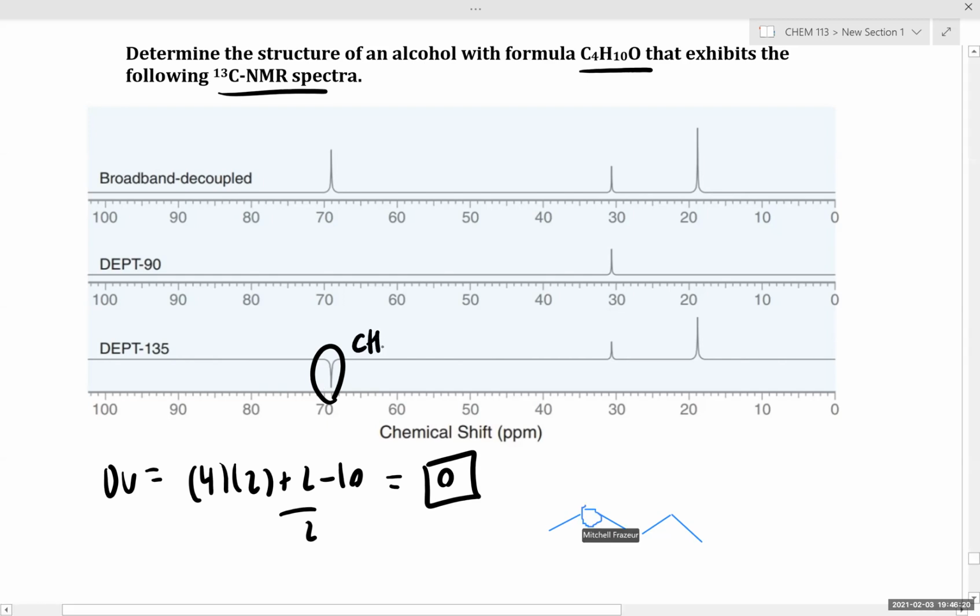CH2, yep, exactly. Okay, what about this signal at 30? What does that correspond to? CH. Yep, exactly right. It's positive in both the DEPT 90 and 135. What about this signal at around 20? CH3. Yep, exactly right.